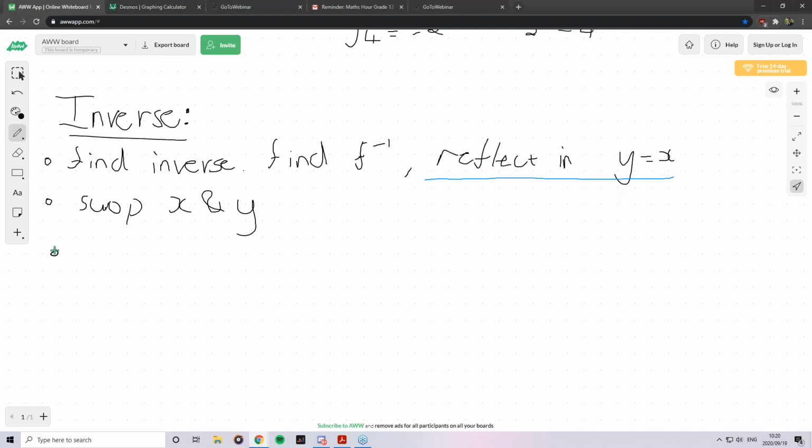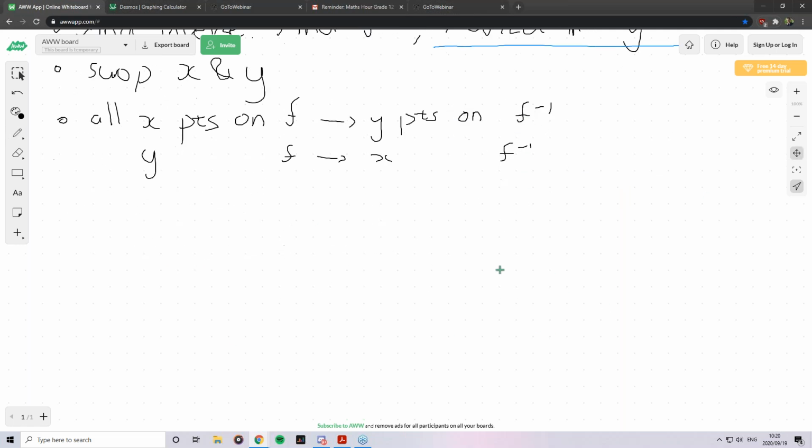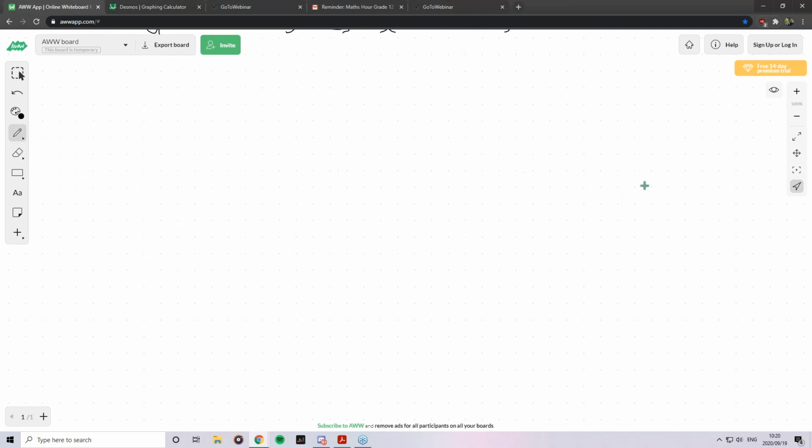Now, another important thing to note is all x points on our graph on f will become y points on f minus 1. And the same works for the other way around. All y points on f become x points on f minus 1. Now, I'll demonstrate this a bit later. Let's just start with a common question.